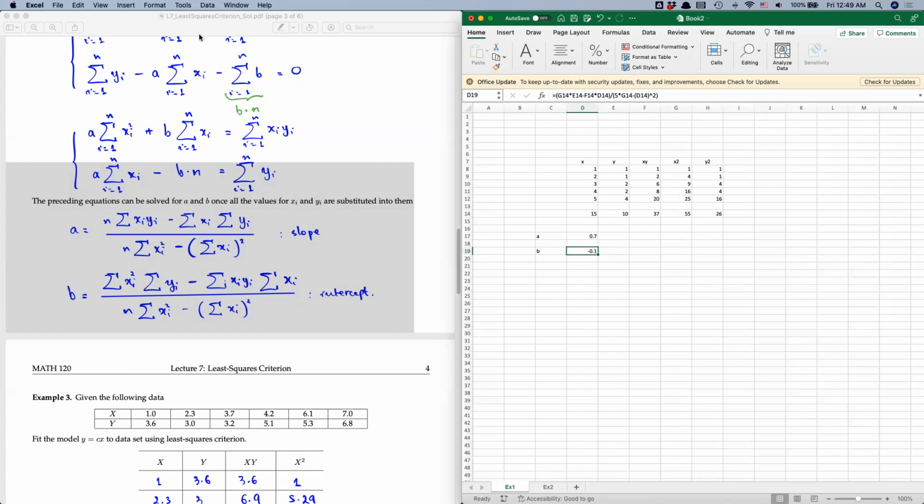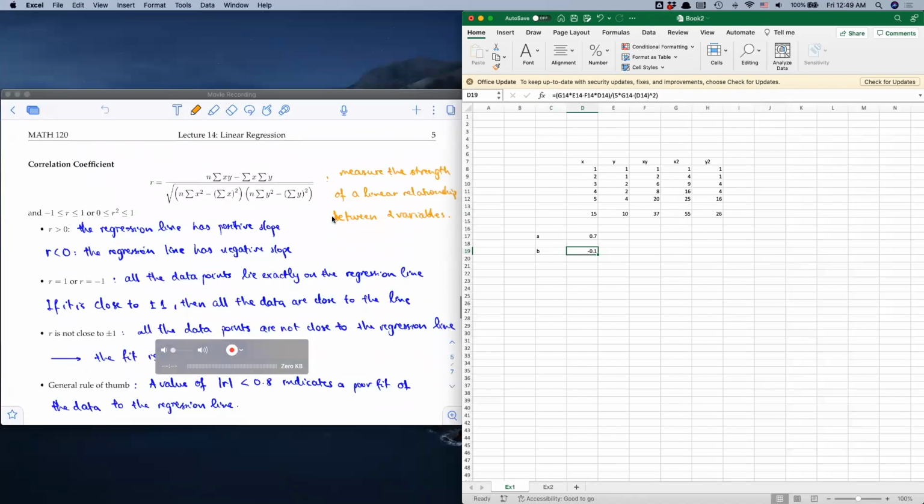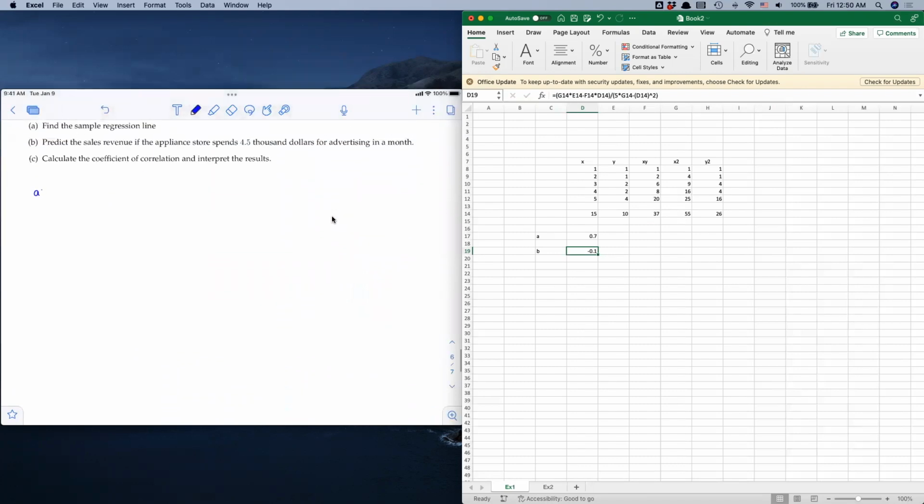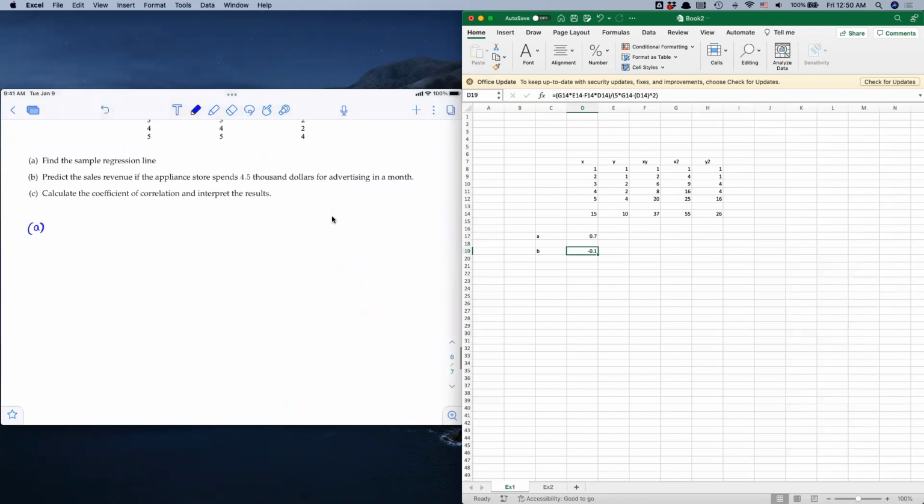Now, let me go back to the notes to write out this information. All right, so for part a, using Excel, we can obtain a simple regression line as follows. So the regression line is y equal to 0.7x minus 0.1. So 0.7 is the slope, and negative 0.1 is the y-intercept.